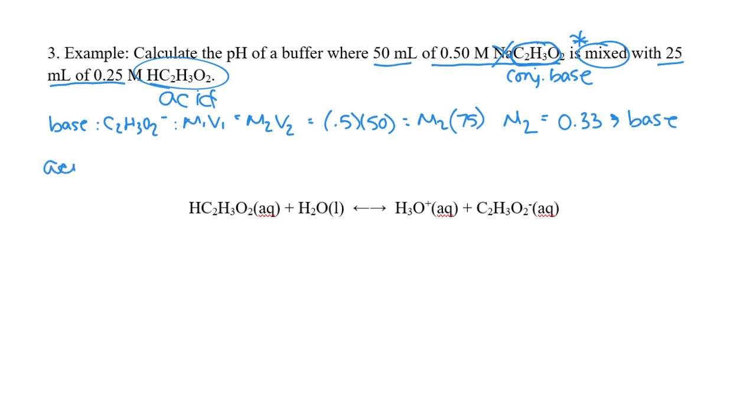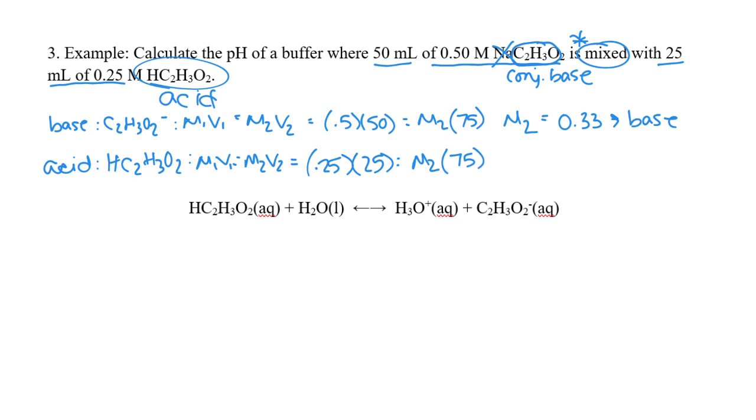Now I need to go ahead and do the same with the acid before I can plug it into my buffer equation. All right, I'm going to do M1V1. I'll do this pretty quickly because we've done this before. M1 is 0.25. My V1 of my acid is 25 milliliters. I need the new molarity and the second volume of them mixed together, 75. Okay, so that molarity is 0.083. And since that was acetic acid, that's going to be my acid concentration.